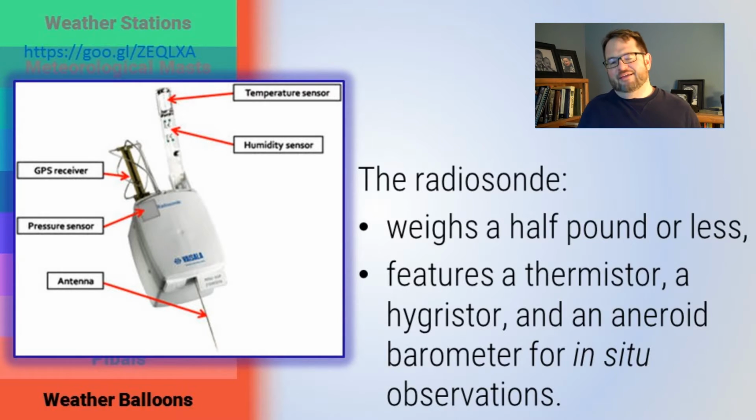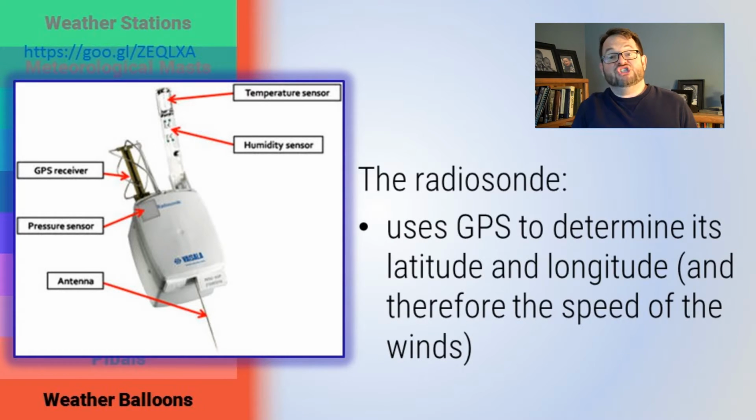They weigh practically nothing. They have to be very light for that balloon to be able to lift them off the ground. So they certainly weigh less than a half a pound. They try to keep them under about 200 grams, which is I think 6 ounces. They are pretty darn light though. They just have a little temperature thermistor on there. They have a little hygristor up there measuring the humidity. They have a tiny little aneroid barometer in there to measure the pressure. They have a little eco-friendly battery in there that powers the instruments and radios the information back to the ground station. And so on. They're all just out there taking in situ measurements as this balloon flies up into the atmosphere. They also have a GPS.